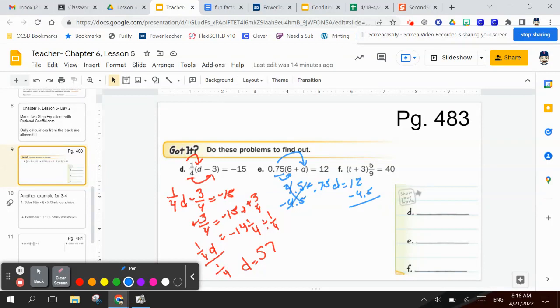4.5 minus 4.5 is 0. I'm left with 0.75D equals 7.5. I'm going to divide each of those by 0.75 because that's the number that's connected to my variable. 0.75D divided by 0.75, they cancel out. I'm left with D equals 7.5 divided by 0.75, which is 10.